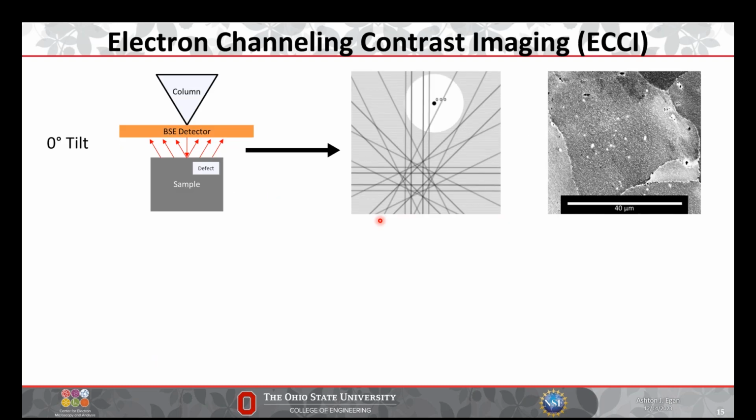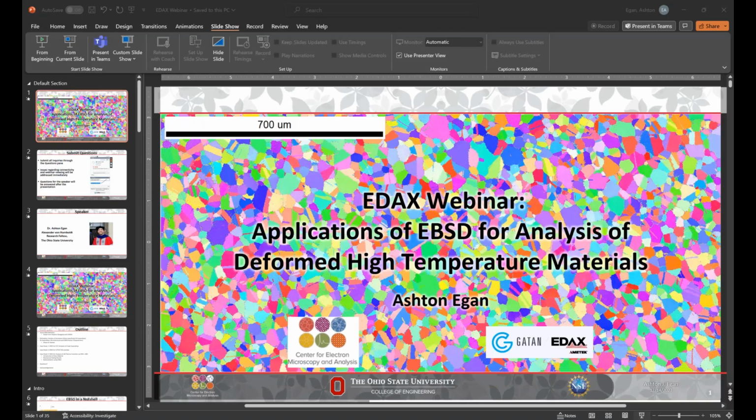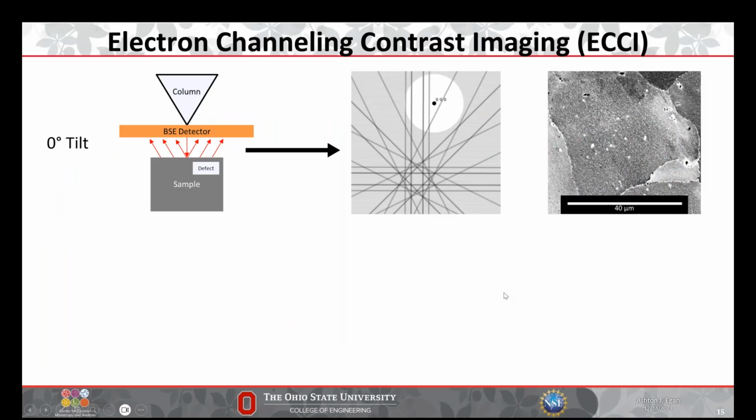So to back up just a little bit, what is this ECCI thing that I'm talking about, right? Like what is electron channeling contrast imaging? Basically, oops, sorry, I think I clicked a button here and made it go out of presenter mode. Okay, so what is electron channeling contrast imaging, right?